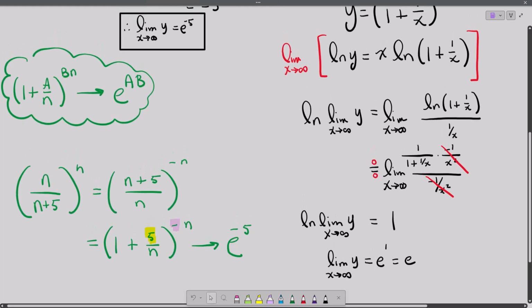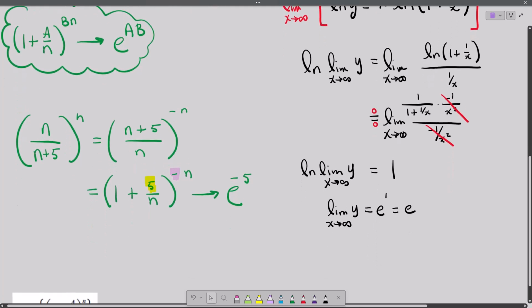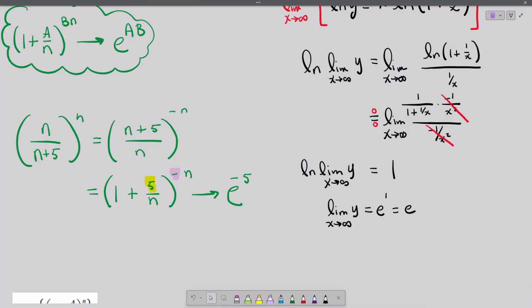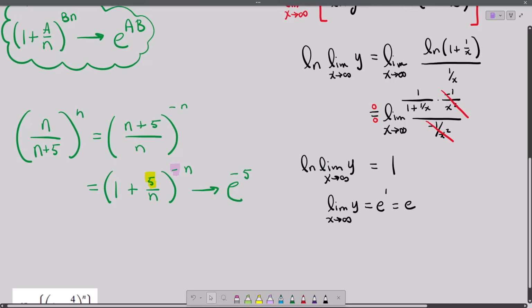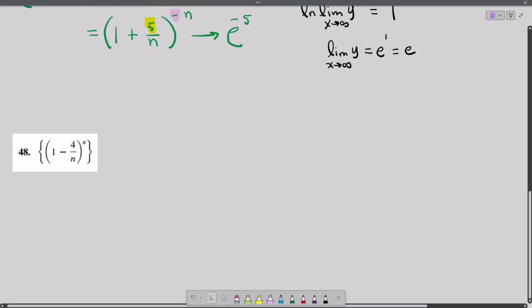So that's the shortcut you kind of are getting at. A little bit of a roundabout way, but that's how you could get to that shortcut. That said, on the test, you have to be able to do the log limit process when it's asked for. But could you tell me what the limit of this is right away? E to the what?